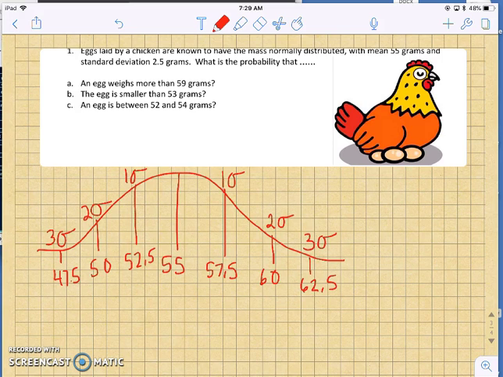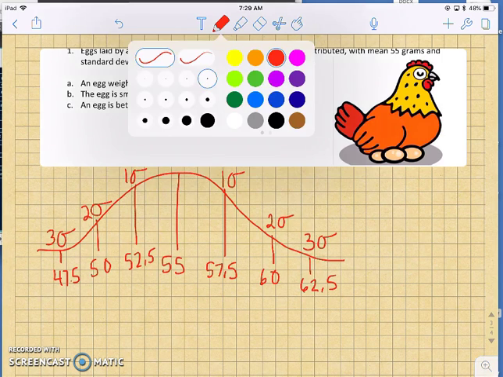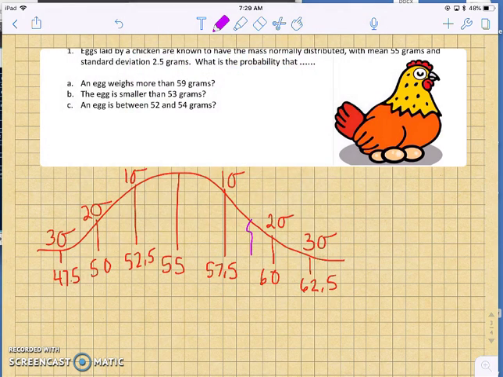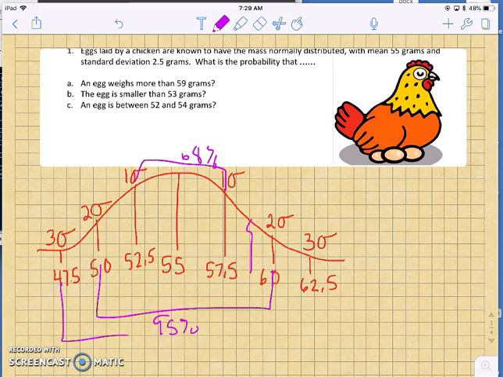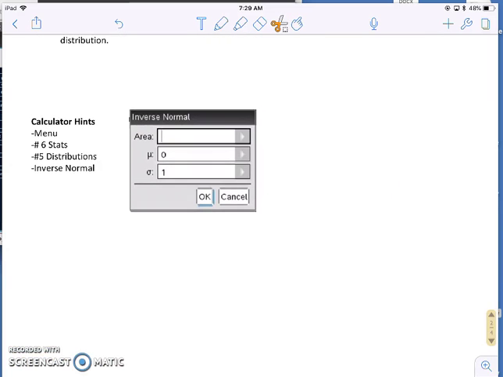So here's the deal. We need 59 grams. So as we can see, 59 is going to fall right in here. But we don't know those percentages, because from yesterday, we knew that the percentages between the first two was 68%. The next two were 95%. And then the third ones were 99%. But this doesn't fall exactly, so we've got to figure out how to do this, because we want to know that it weighs more. So we want to know this percentage over here. What we can do is use our calculator.